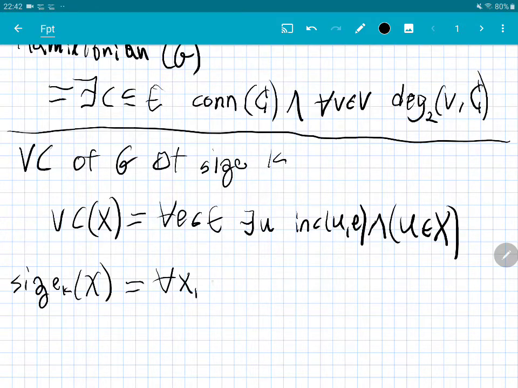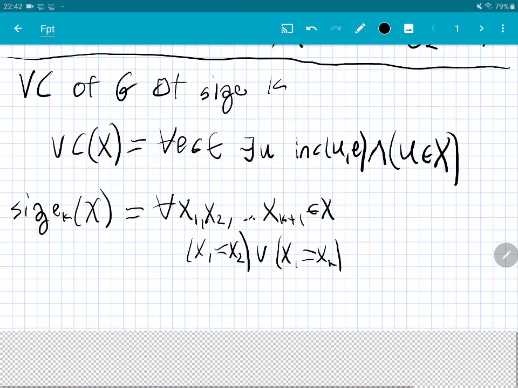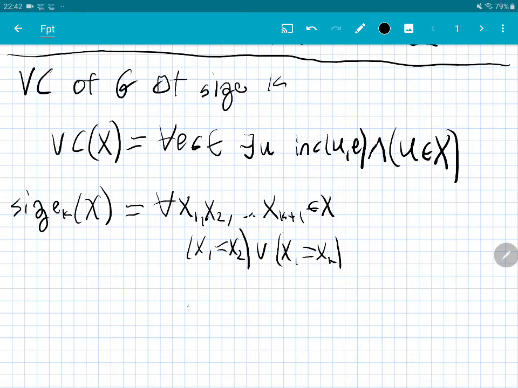You can write: for any x1, x2, up to x(k+1) that are in X, there exists an equal pair. For every pair in X, either x1 is equal to x2, or x1 is equal to x3, and so on. We can write x(k+1) is equal to x1, and so on.